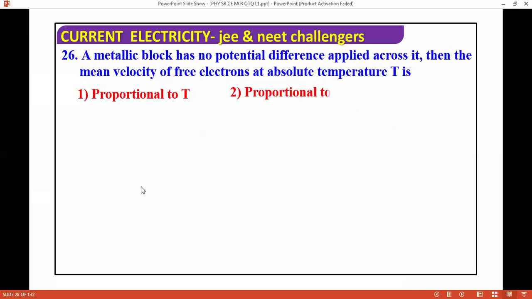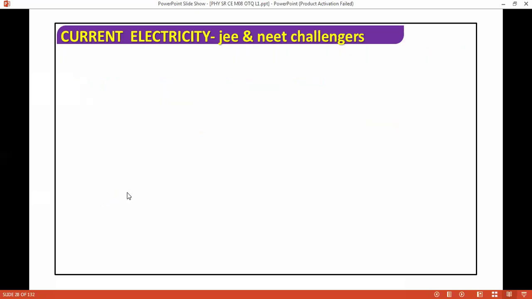A metal block has no potential difference applied across it. Then the mean velocity of the free electrons at absolute temperature is asked. It's again a good question. The question asks the mean velocity of free electrons at absolute temperature, and it is zero, because we are talking about average. Mean is what? Average. It's zero. Next, we are moving to the next question.